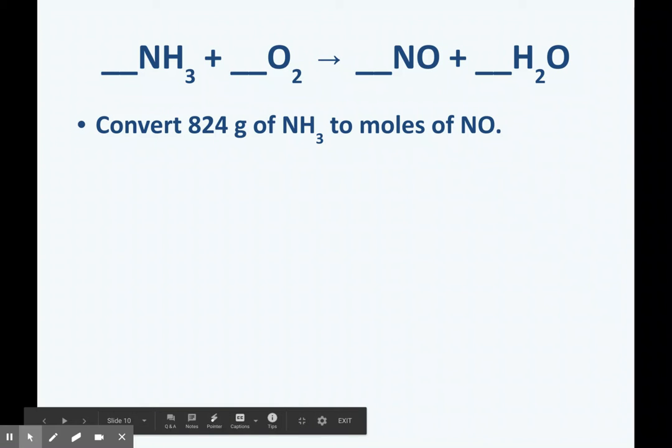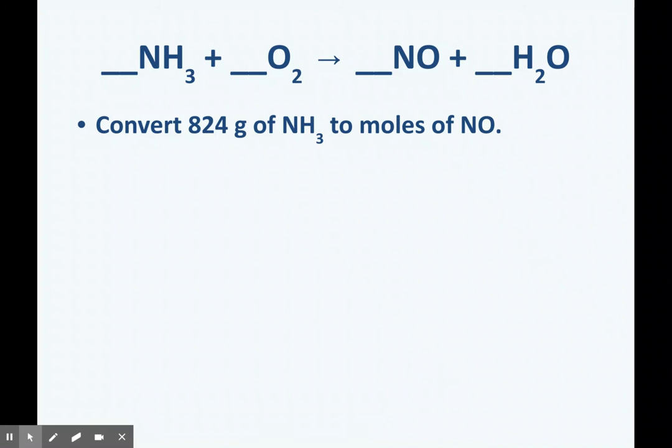We've got a new reaction we're going to look at here. We've got now 4, and then 5, 4, and 6. This says convert 824 grams of NH3. So now we're going to start with grams. 824 grams of NH3. And we're going to moles of NO. So we're using this one, or using this one.